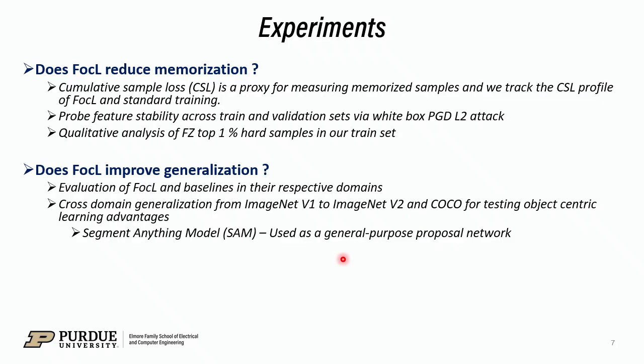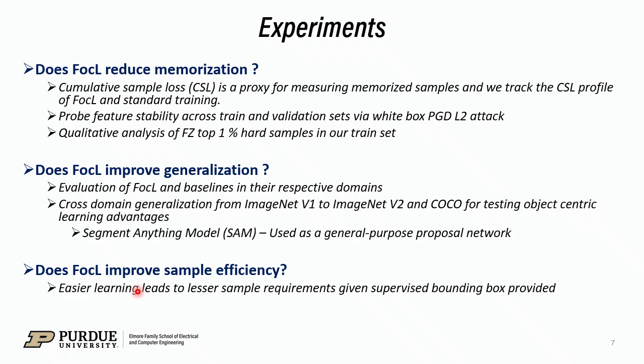To do that, we bring back our dorsal ventral structure, what we proposed earlier, and we use SAM as our proposal network. And the final question that we ask is, if FocL reduced memorization, that means easier learning, does that easier learning also improve sample efficiency given we have supervised bounding boxes provided? So our experiments will cover these three different vertical axes.